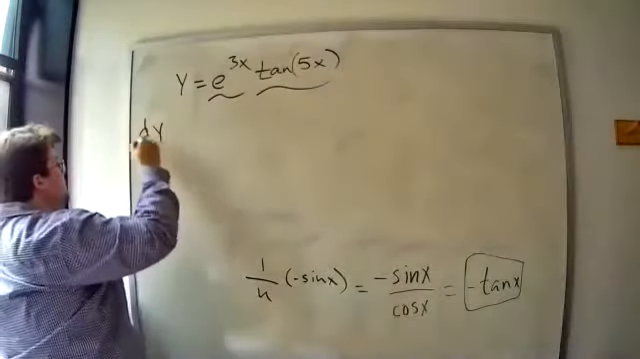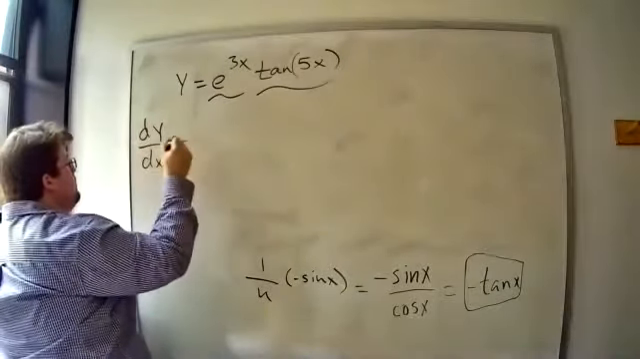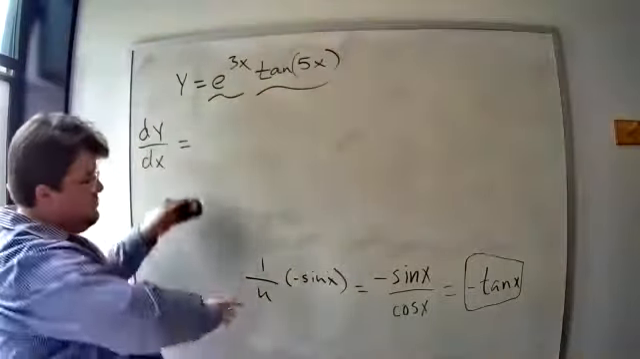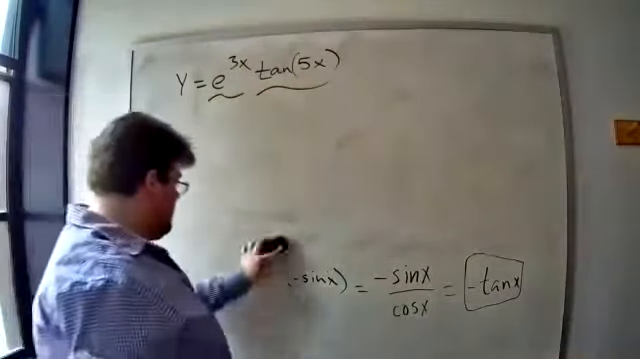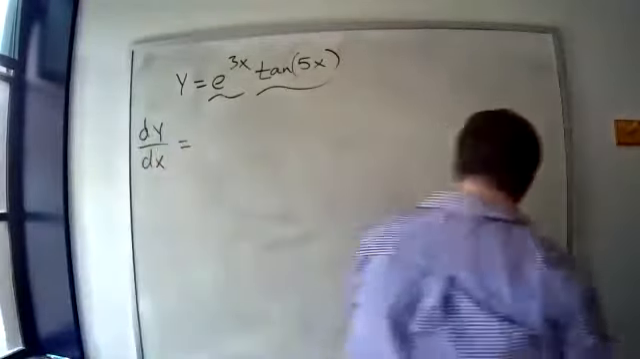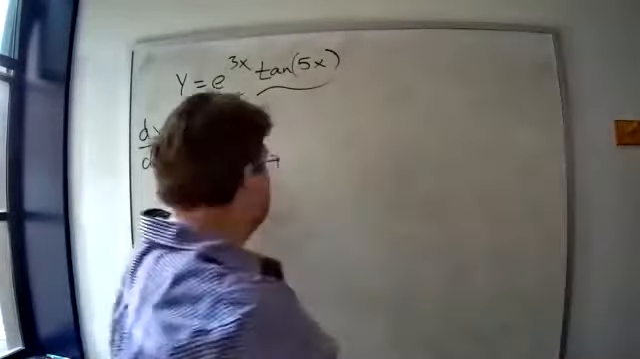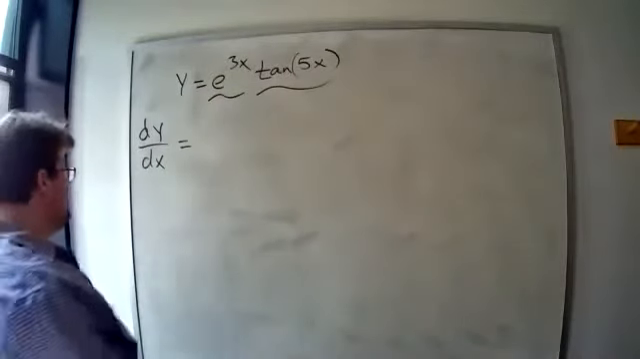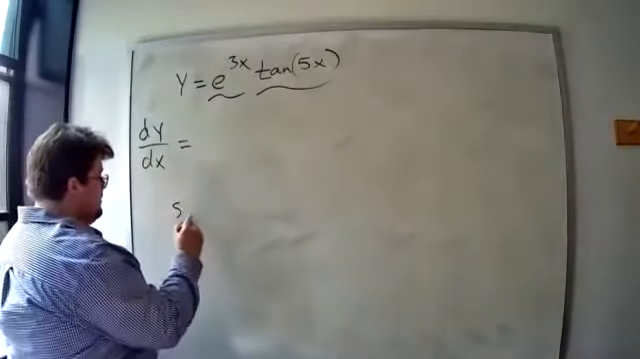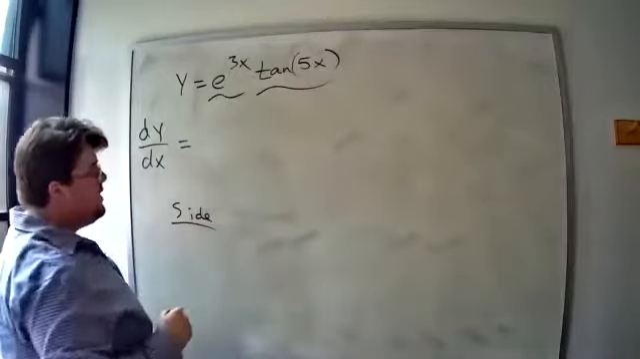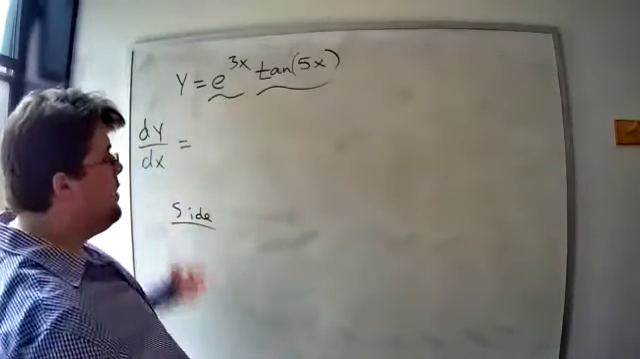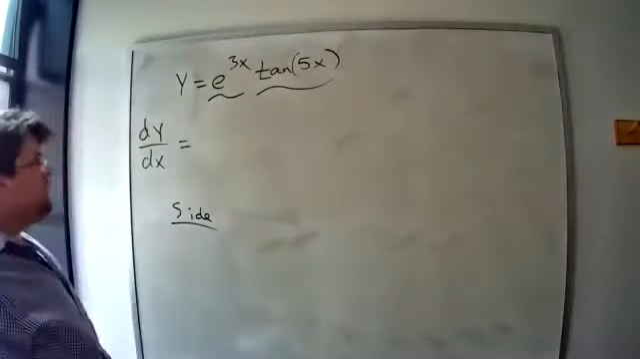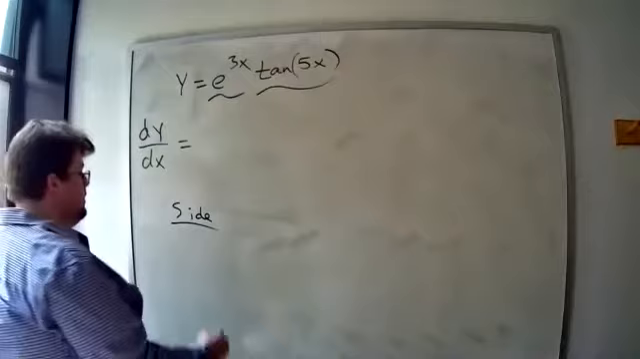So I'm going to write the answer up here, and I'm going to do some side work down here. So the answer for this will fit on one line, but I am going to do side work. What side work am I going to do? Well, we eventually have to take the derivative of e to the 3x. We also eventually have to take the derivative of tangent of 5x. So I'm just going to do both of those on the side.